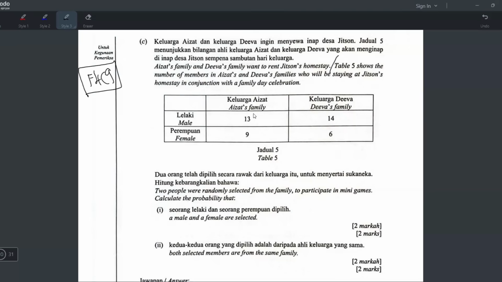Okay, the Aizat family has how many members? 13 male, 9 female. So in total there's 22 members here. For Diva's family, it has 14 male, 6 female. So 20 members. So there's a lot of people in their family. Okay, now it says 2 people were randomly selected from the family. Yeah, in the exam, when they come up with probability, they always suka tanya for 2 people. Two events. Because the 2 events one is the one yang susah punya. Okay, so 2 people were randomly selected from the family to participate in mini games. Okay, calculate the probability that (i) a male and a female are selected.